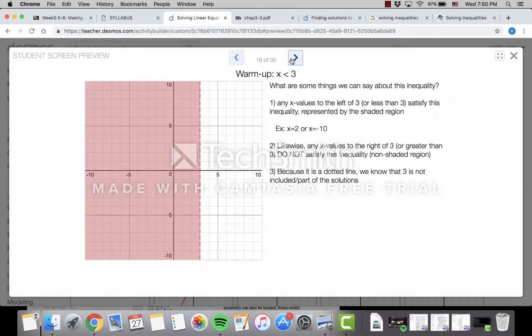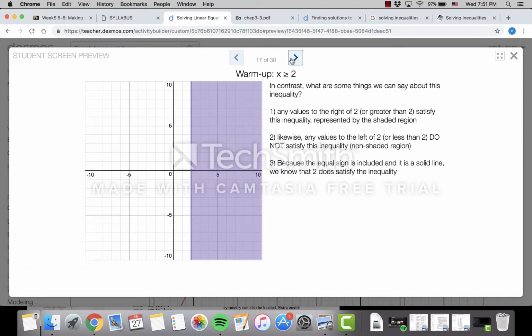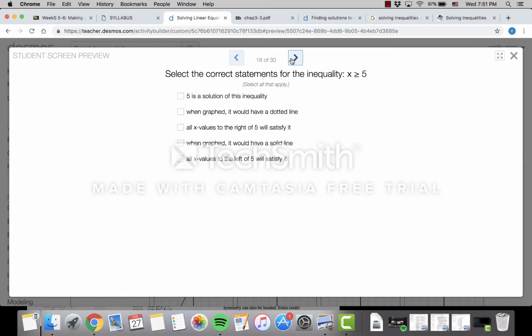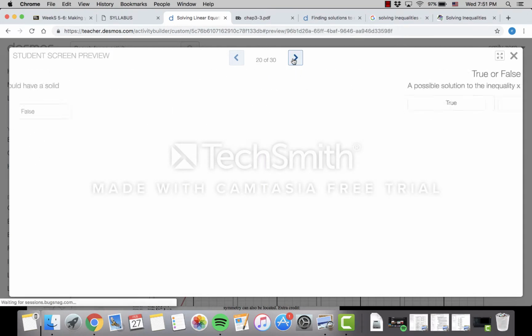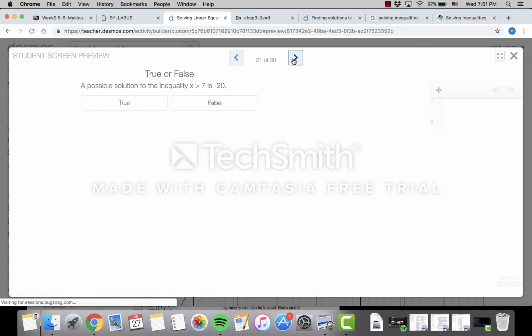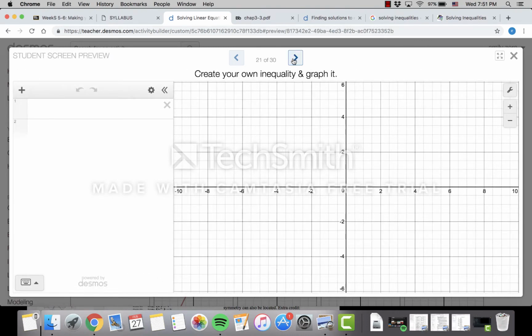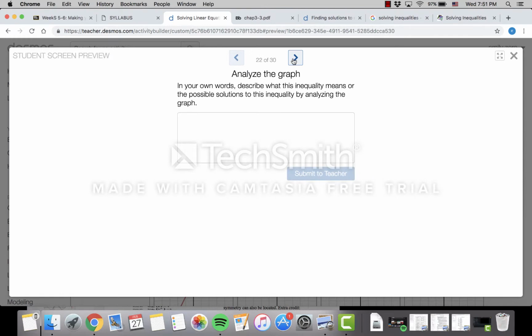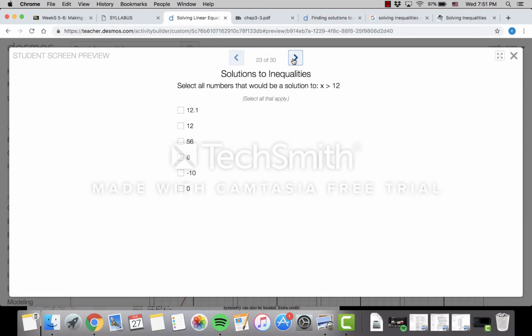I begin explaining how to graph inequalities and provide some examples. Then there are exercises such as selecting all that apply, true or false, creating their own inequality and graphing it, and analyzing their own graphs. Also, there are others for selecting all that apply.